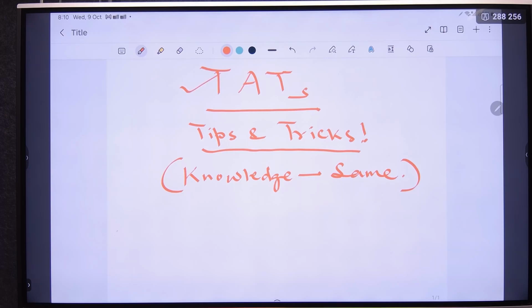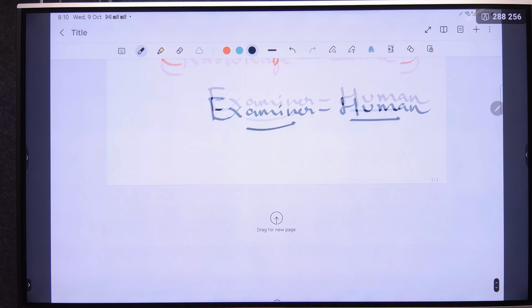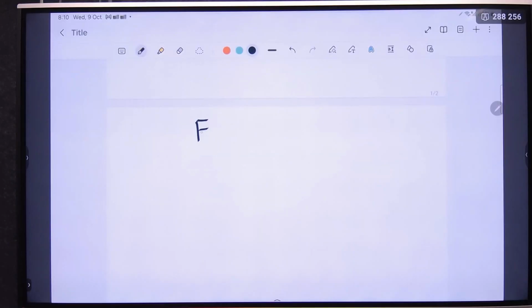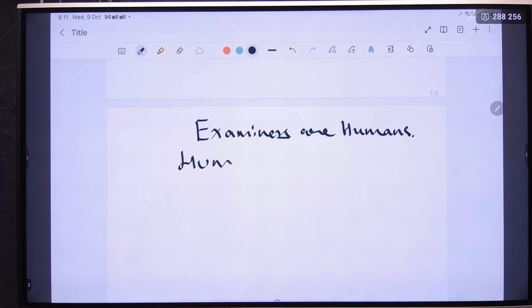So first tip I will tell you, first of all understand that the examiner is also a human like you, and humans think alike. So the examiner and student think alike. I just gave you an example of a syllogism. Examiners are humans. Humans think alike. Just for the argument's sake, agree to it.